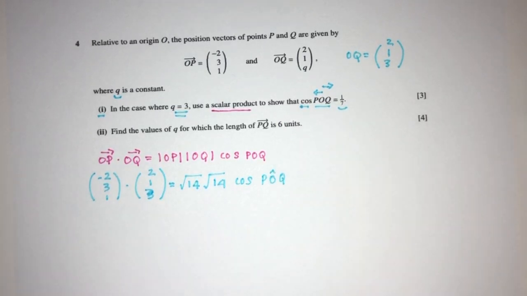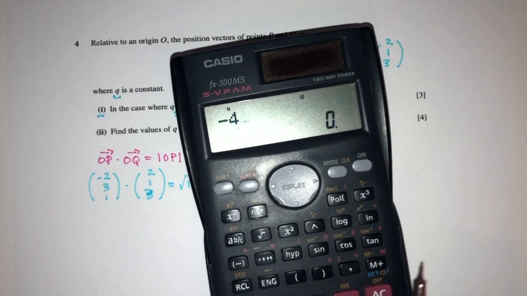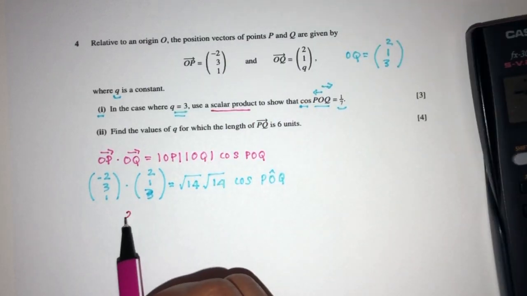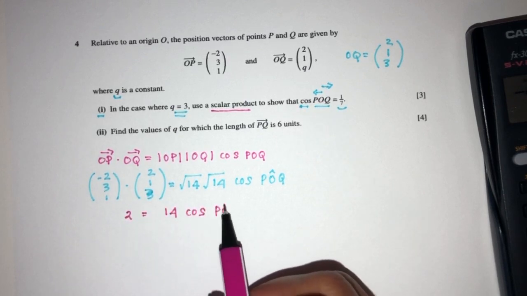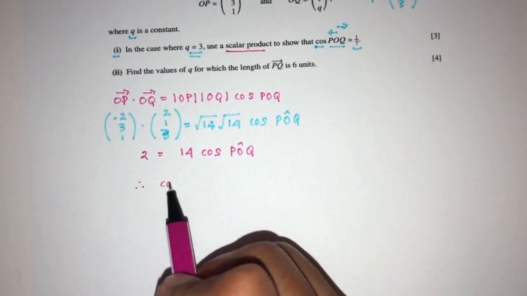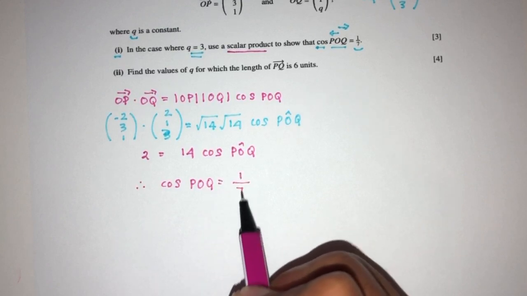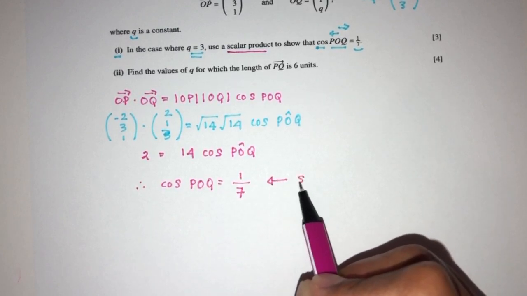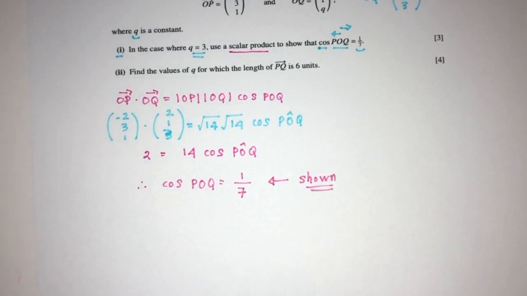Now simplify here for the scalar product. So minus 2 times 2, that will be minus 4, plus 3 times 1 is 3, plus 1 times 3 is 3. That should be 2. So you have 2 here, you have 14 here, you have cos of POQ. Now finally we can just simplify. So cos POQ has to be 1 over 7, shown as required. That will be part 1 of the question.